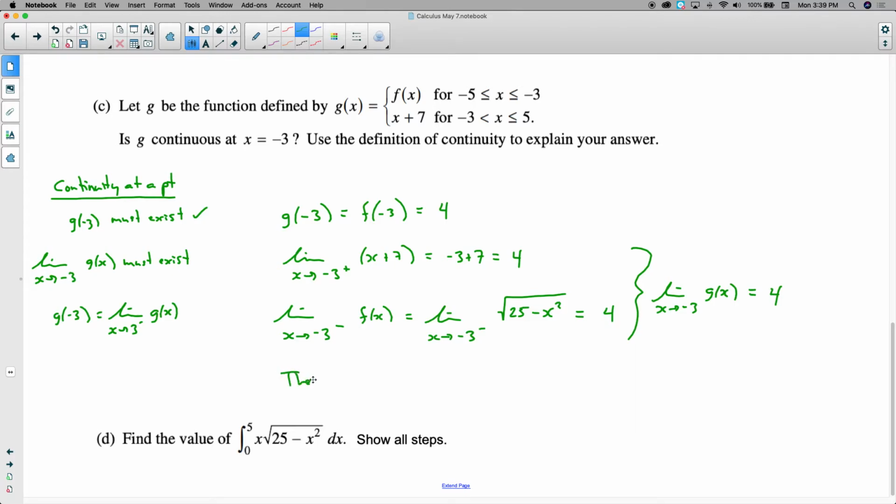Therefore, g is continuous at -3. That's a lot of explaining, but that's what they want us to do, explain the answer. So let me just recap that again. The idea of continuity is that the value of your function exists, the limit as you approach that value exists, and furthermore, they're the same.